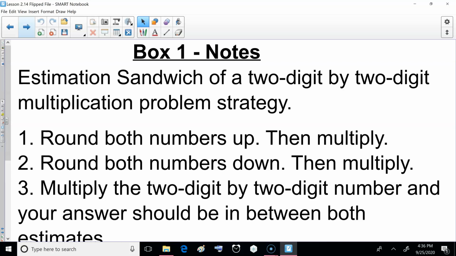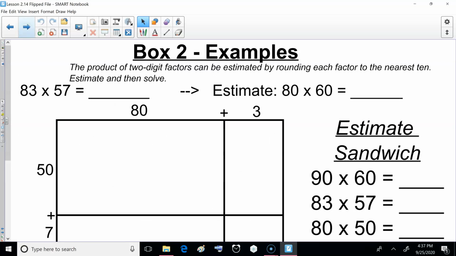You can pause and write down that strategy, and we'll put that strategy to work, plus another strategy for an even closer estimate that you'll see on the program you might be using today. So box 2, our example, you can write this down. We're going to do 83 times 57 equals blank. So notice there is an estimation sandwich.